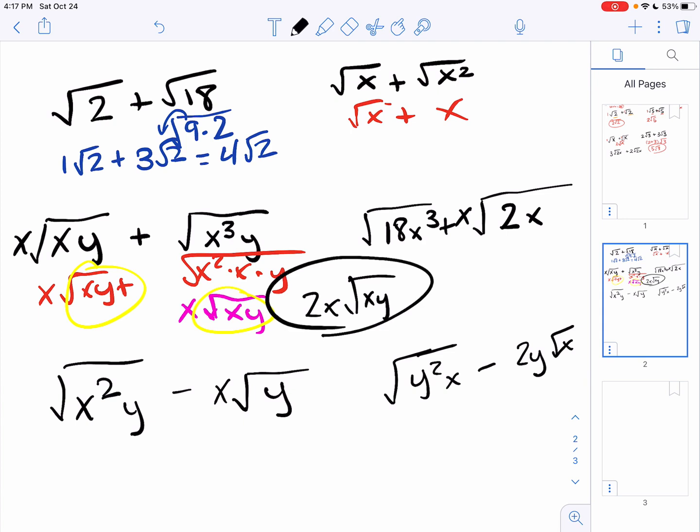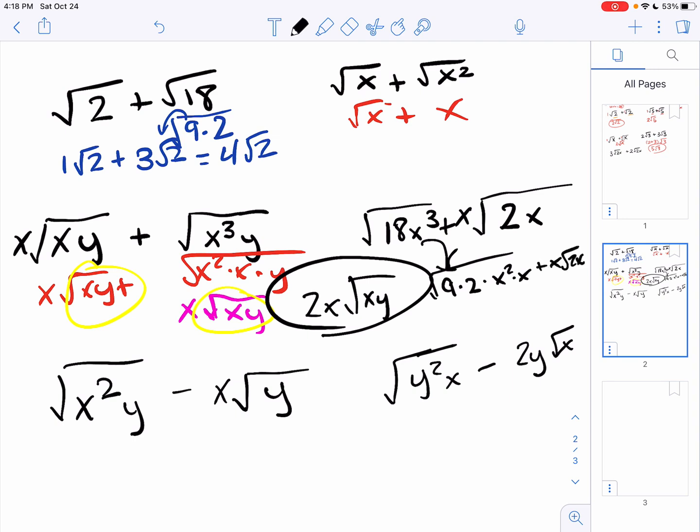All right. Now the next one, 18x cubed plus x radical 2x. So the 18x cubed, we can take out the 18. Well, we can change the 18 to 9 times 2. And then we can change x cubed to x squared times x. And we're going to keep our x radical 2x on the other side.